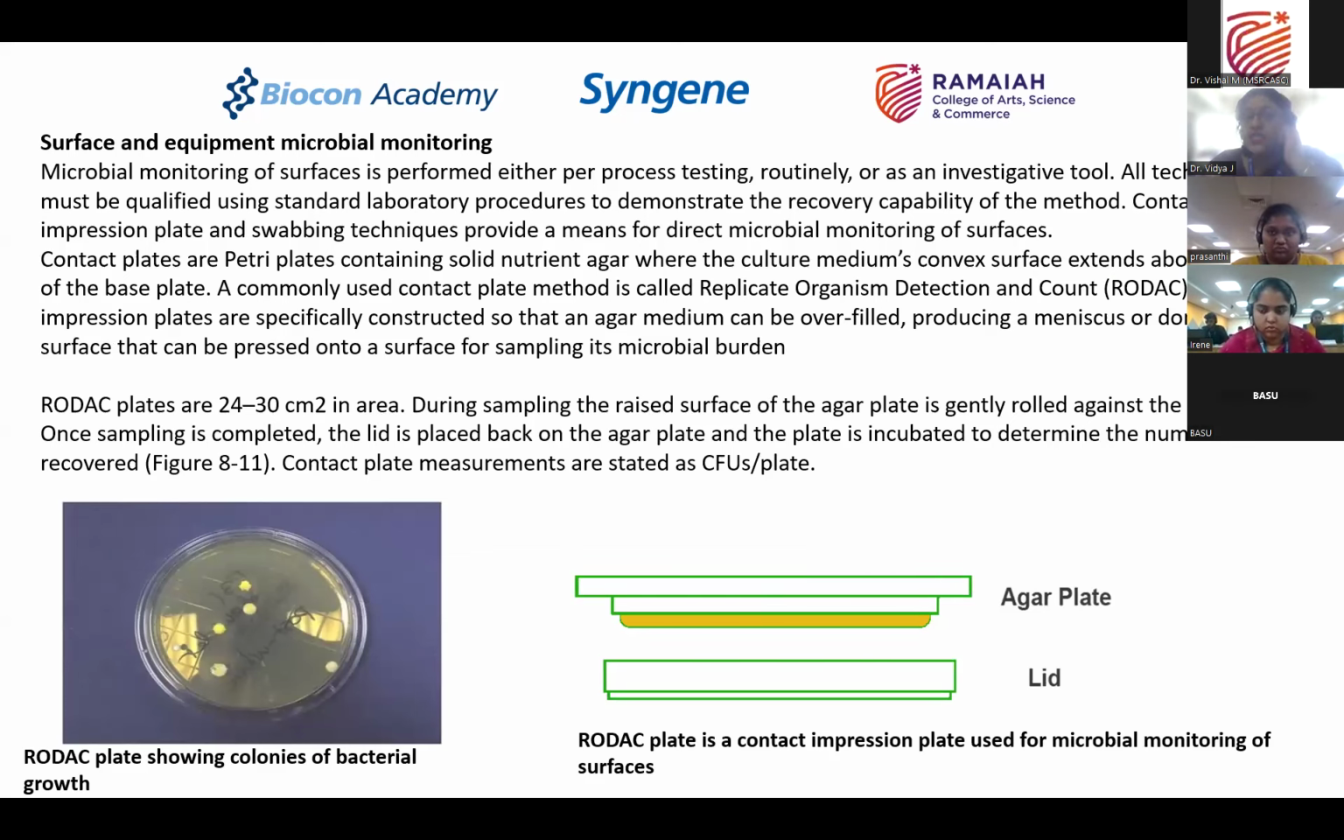These are some surface equipment monitoring systems. Okay, so you have your agar plates. So these are all the colonies that you see in white there in the Petri plate. Okay, so how many colonies are there? Can you count and tell me how many colonies are there?